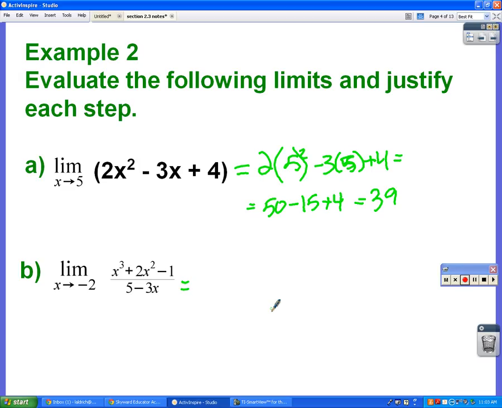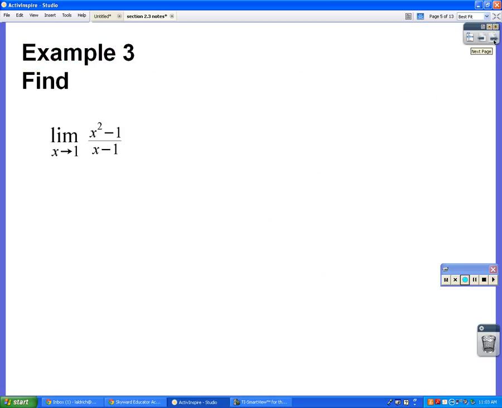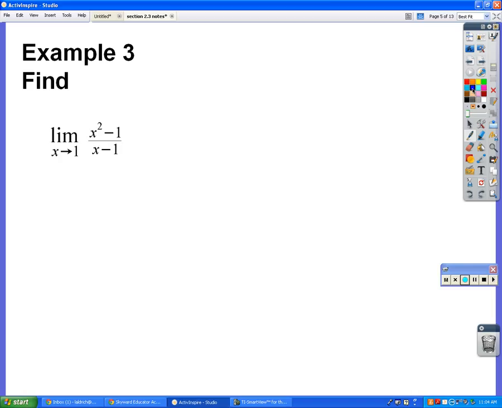Okay? So same thing here. If you just substitute in -2 for the x, you get -8 plus 8 minus 1 over 5 plus 6 is... You can't do it when the bottom equals 0. Right? But you can with that. Not a big deal. And they want us to justify all of the steps by referencing which limit law we're using to do that, but we are not going to do that. Okay? Too much. Unnecessary.